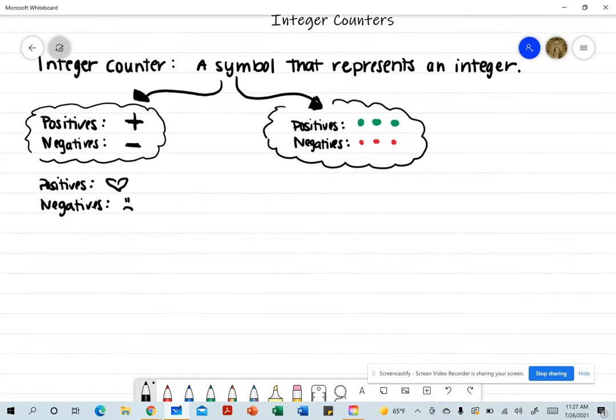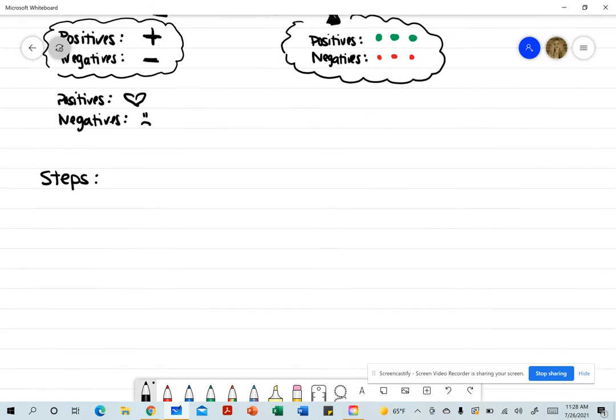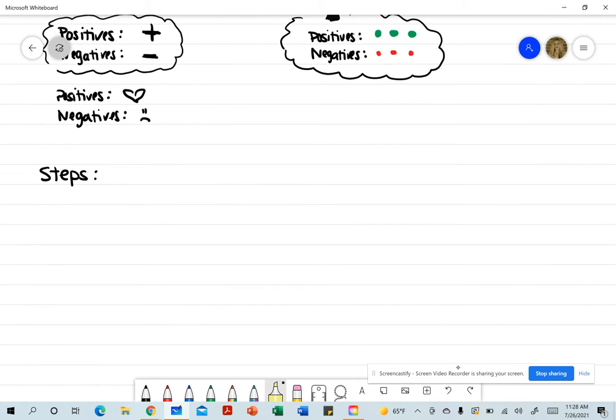So what do we do? How do we actually implement integer counters? Well, you have a series of steps. I'm going to highlight our steps because in math, it's just a series of steps that we repeat no matter how hard the problem gets. So we outline the steps first, then we apply them and see how they work.